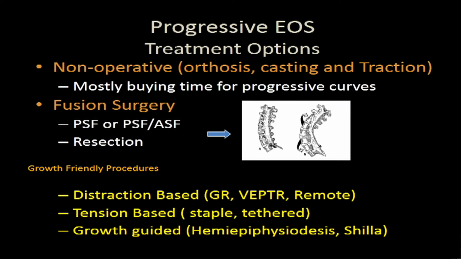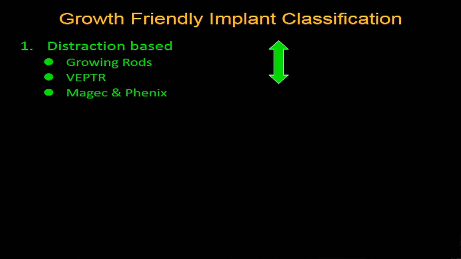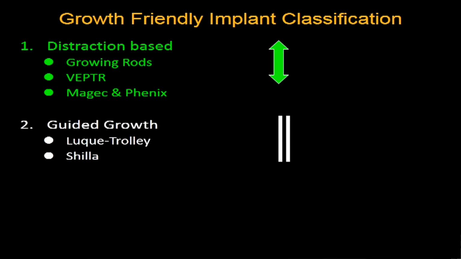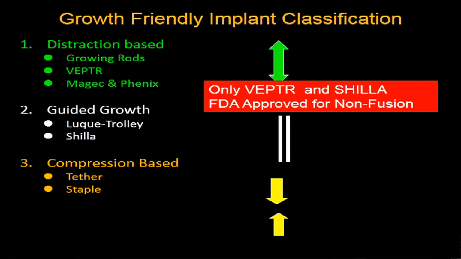And finally, the classification of growth-friendly procedures. This is a classification of growth-friendly procedures by the Chest Wall and Spine Deformity Study Group. We may have distraction-based, which is shown to be growing rods, the vector, or the magnetic type devices. This may be guided growth, such as the Luque trolley or the Shilla. And finally, compression-based, such as tether or staple. So we can not only classify the types of EOS, but classify the growth-friendly spinal implants.